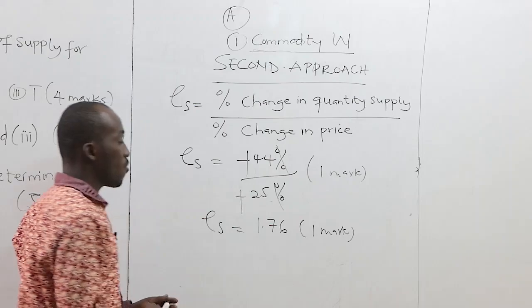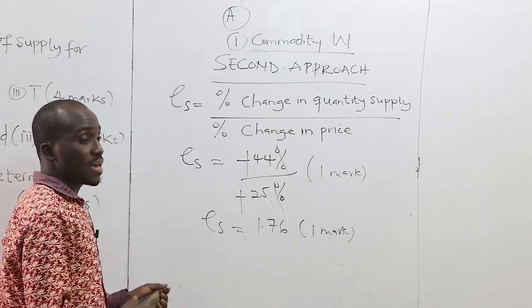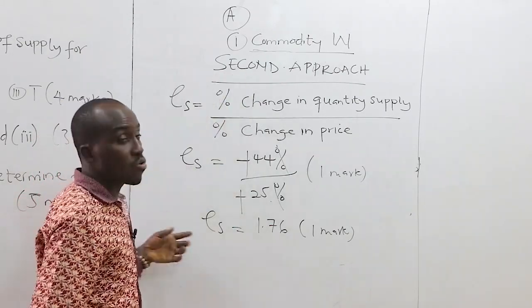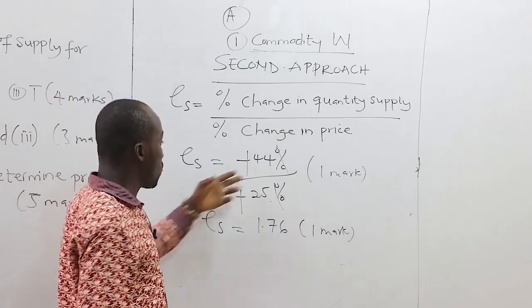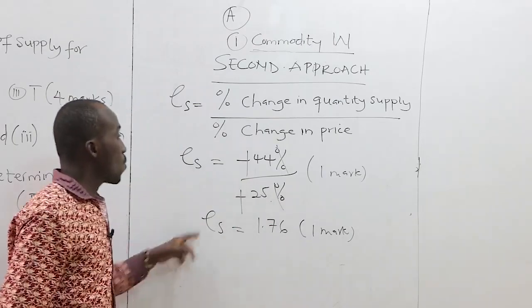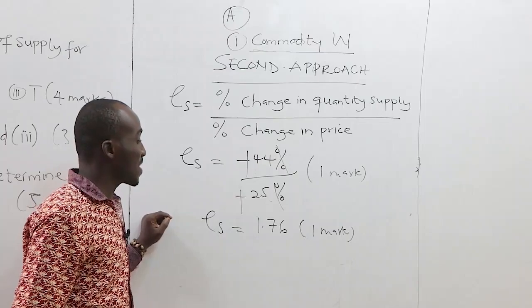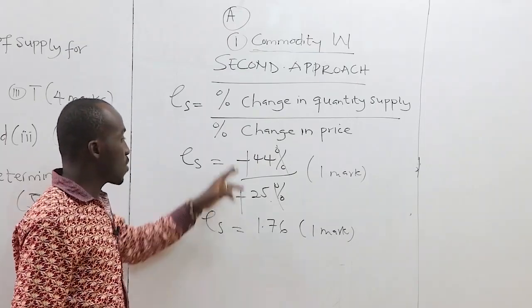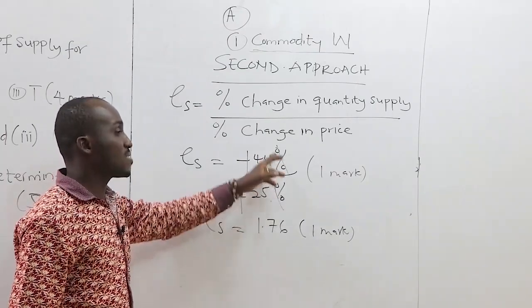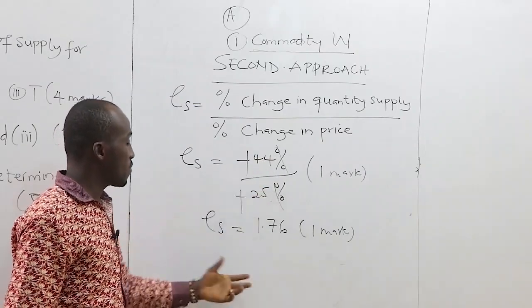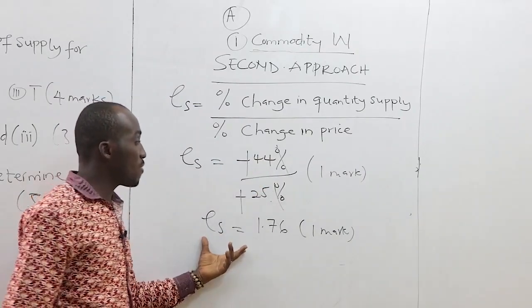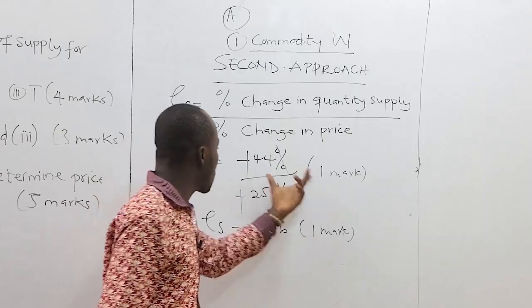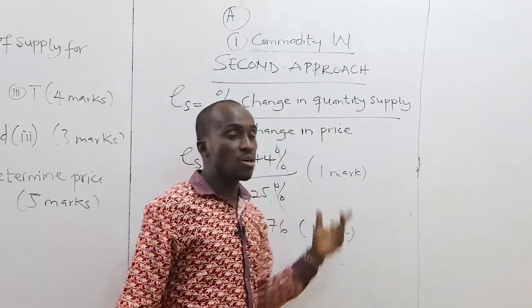So you have exhausted all the 4 marks. Your job here is to just put back what you got for change in quantity supply, which was negative 44%, and what you got for change in price, that was negative 25%. Negative will cancel negative, percentage will cancel percentage, then you have 44 by 25, and now you're going to get 1.75. 1 mark, and 1 mark for the substitution for that. Then you get your 4 marks.